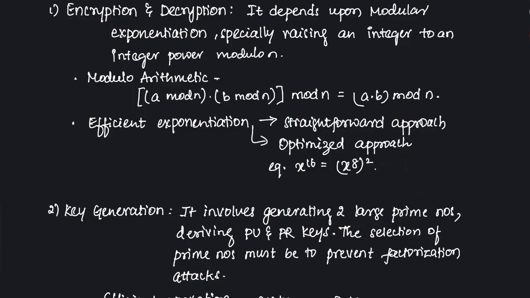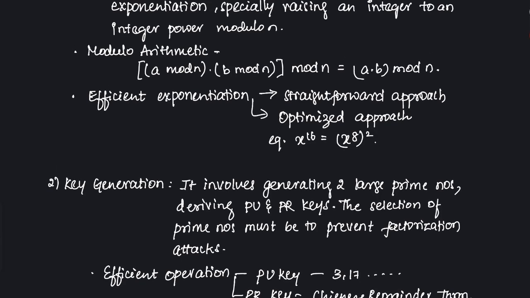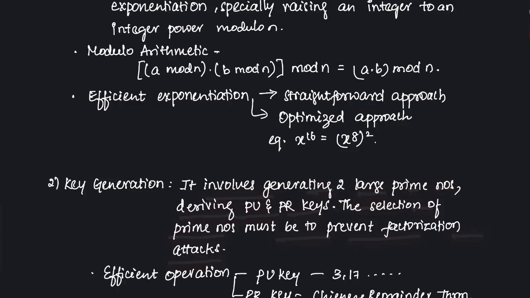Okay, so this was about the first computational aspect. Second we have is the key generation. It involves generating two large prime numbers, deriving the public key and private key. The selection of prime numbers must be done to prevent factorization attacks. So we have to select the prime numbers p and q distinctively, and the n value also has to be unique, and the numbers which we are selecting should be very random, and we have to apply a probabilistic primality test, that is to determine whether a number is likely prime.